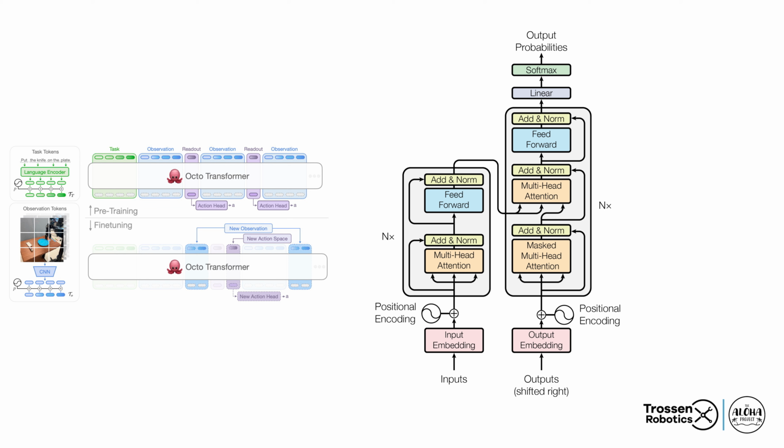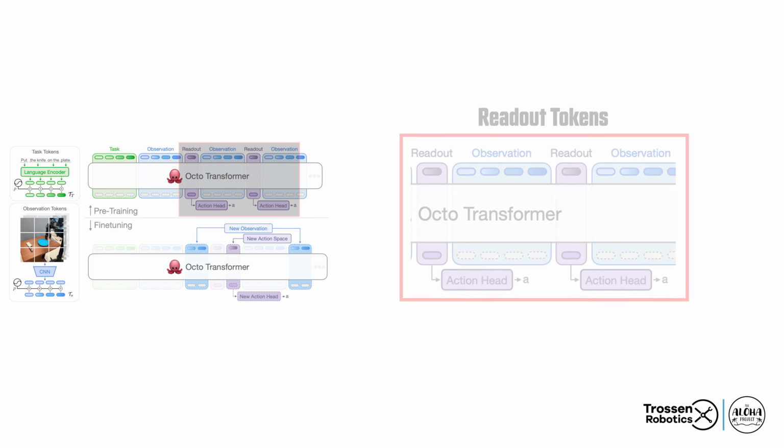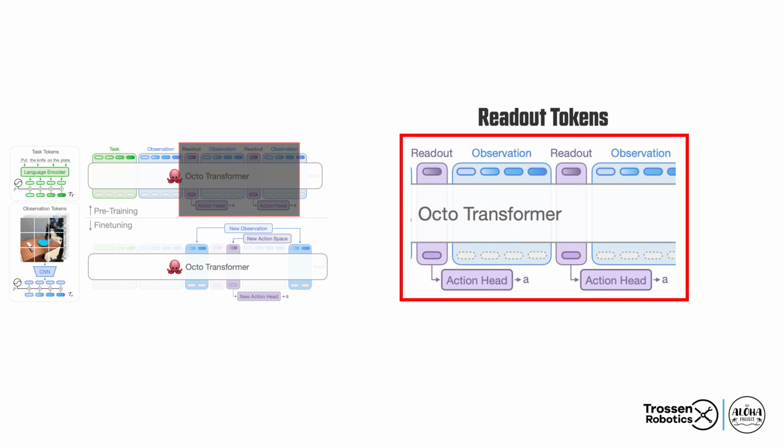Octo's transformer backbone uses a blockwise masked attention pattern, meaning that each observation token can only attend to tokens from the same or earlier time steps. This setup ensures that the information flows in a causal, consistent manner, which is crucial for maintaining the sequences of events in robotics. One of the key innovations in Octo's architecture is the use of readout tokens.